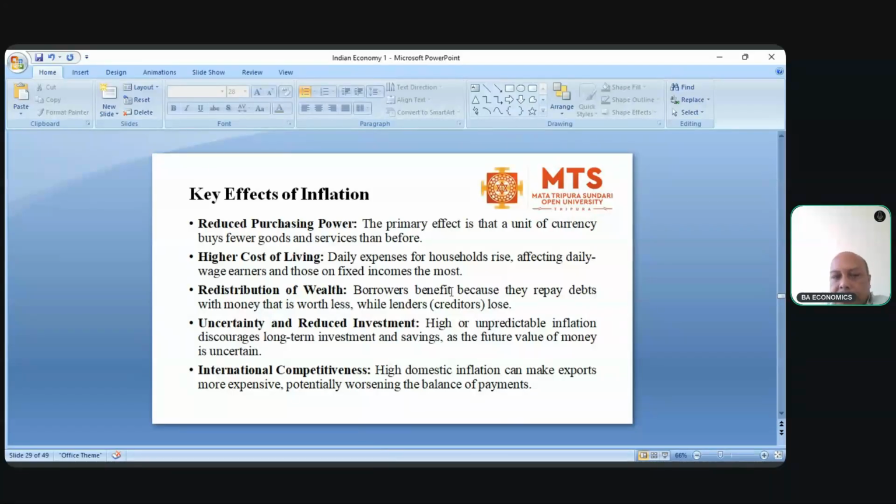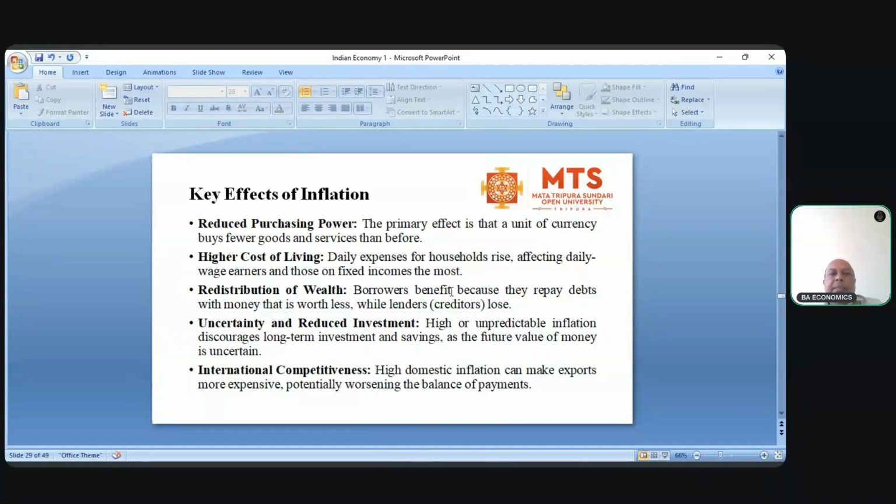Higher cost of living. One important negative effect of inflation is the increasing cost of living of common people. During inflation, the price of goods increases, so households have to spend more money for purchasing their daily quantity of product. They may purchase the same quantity of product by paying more money. So common people will be losers because the cost of living will increase during the inflation period.